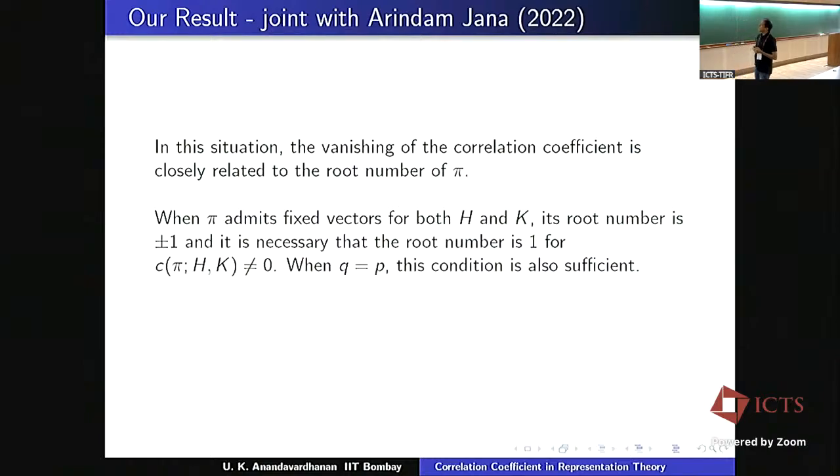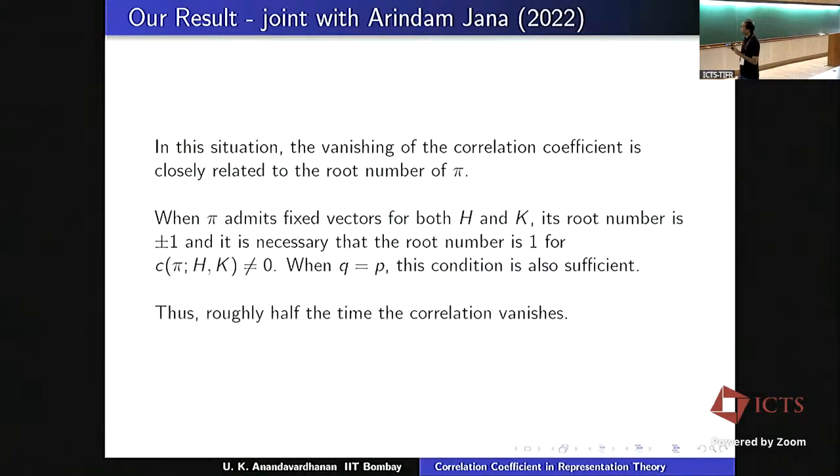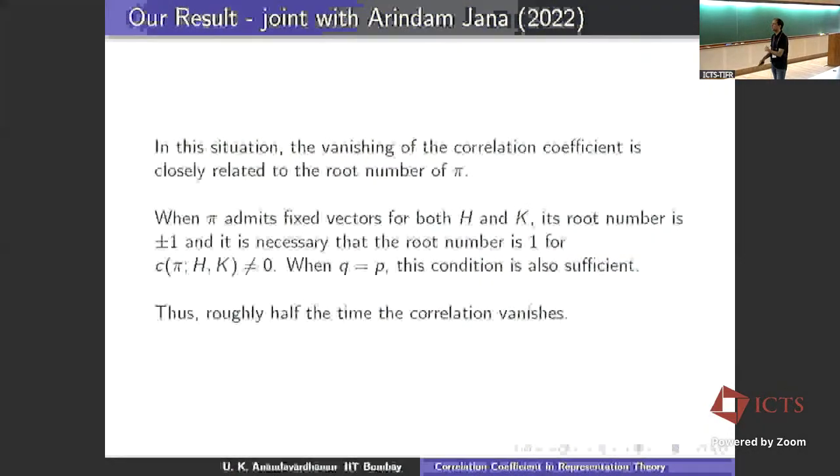When Q is P, the condition is also sufficient, but not for P square, etc. Okay, so for F_P, if the root number is minus 1, then the correlation is 0. And the correlation meaning the correlation as a complex number, not just the mod P result. Okay. So roughly half the time the correlation vanishes because plus or minus 1 is roughly half. There are some exceptions to this thing because it's not sufficient in general, but roughly this is the situation.